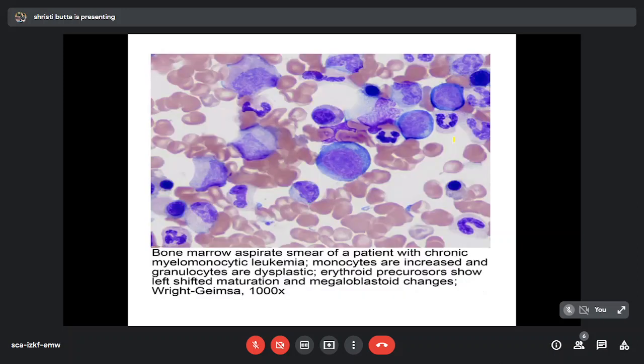So this is a bone marrow aspirate smear of a patient with chronic myelomonocytic leukemia. Look, the monocytes are increased in number and the granulocytes are quite dysplastic, right? The erythroid precursors show a left shift and there's a megaloblast that you see right here.